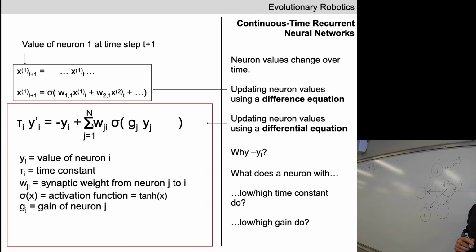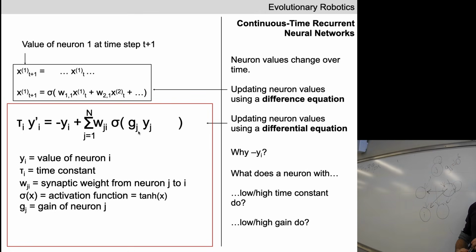We can turn up W as well, which turns up the local influence. It turns up the influence of J on I. If we turn up the gain of J, we turn up the influence of J on all the other neurons, including itself.